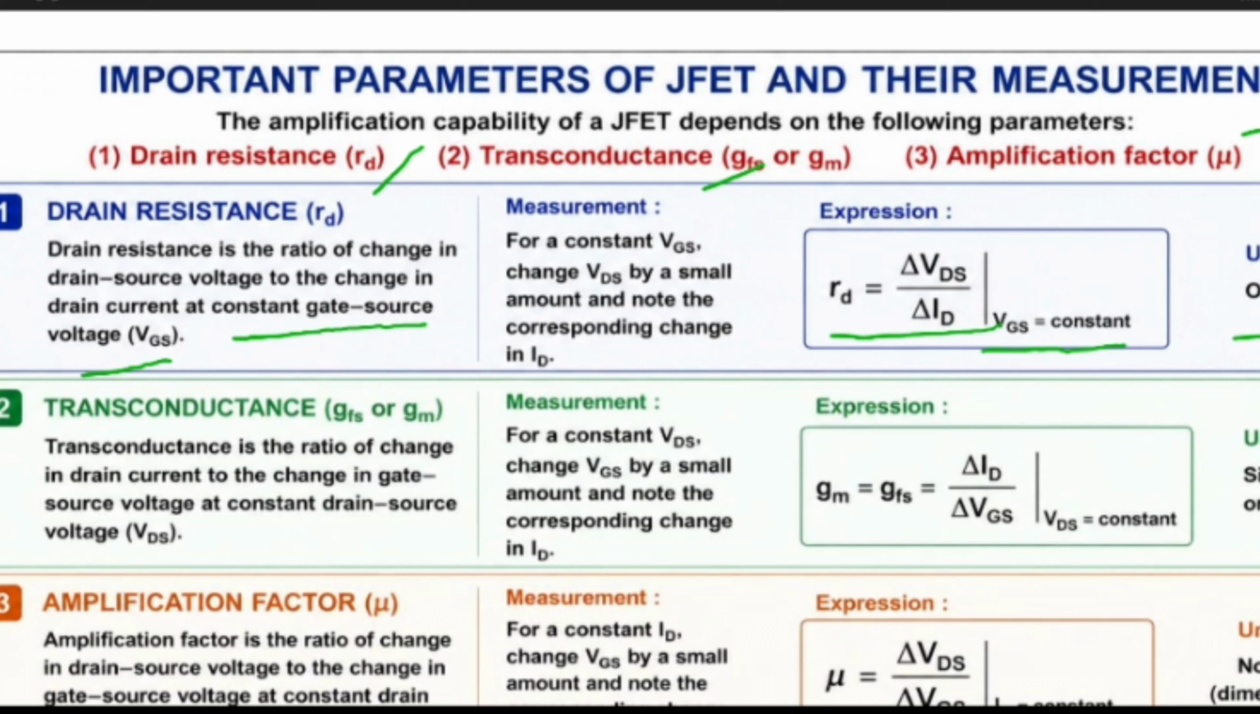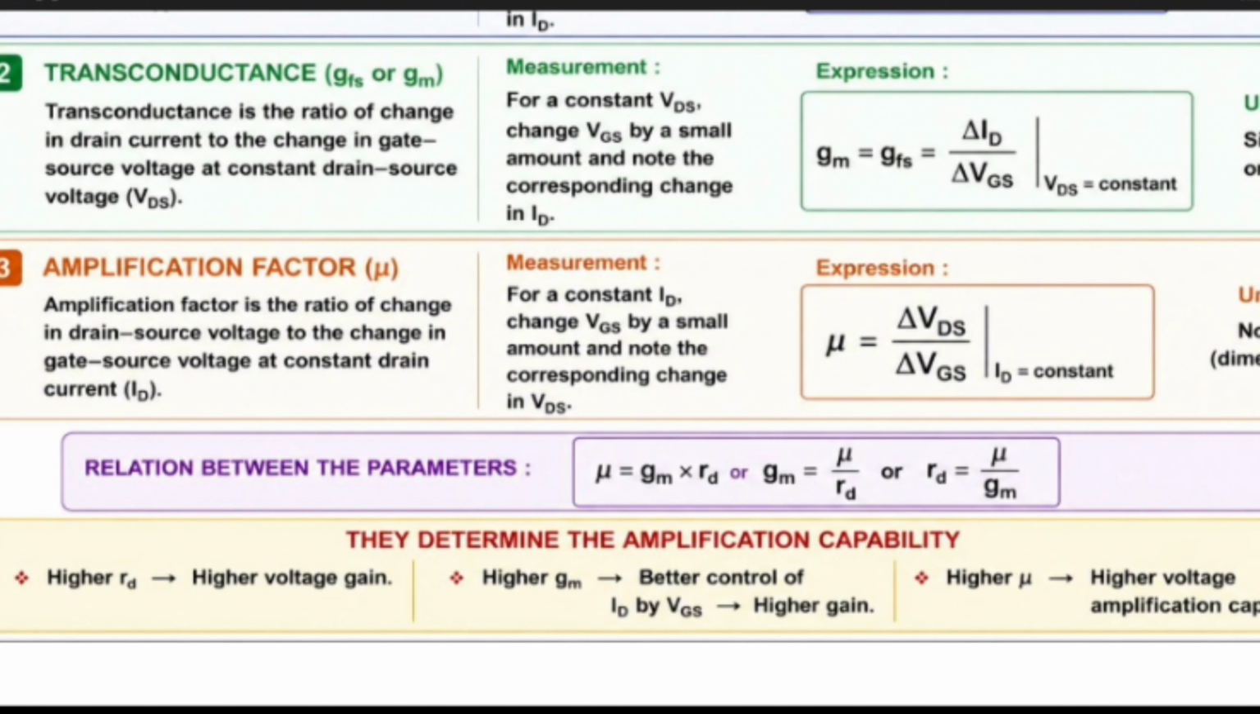Coming to the transconductance, it is the ratio of change in drain current to change in gate source voltage at constant drain source voltage. Here they are representing the expression, and the unit for that is siemens or mho. Next is the amplification factor mu. It is the ratio of change in drain source voltage to change in gate source voltage at constant drain current. This is the expression for that.